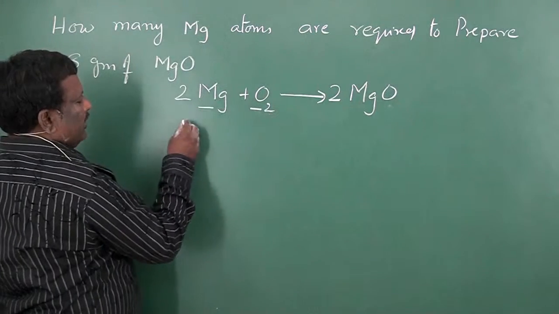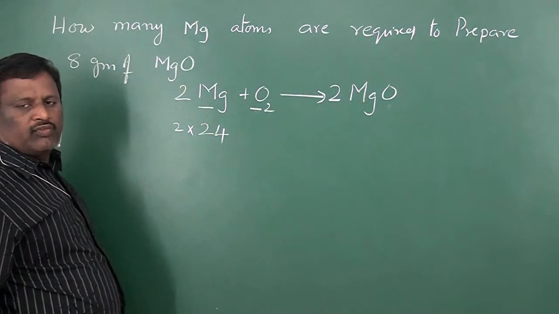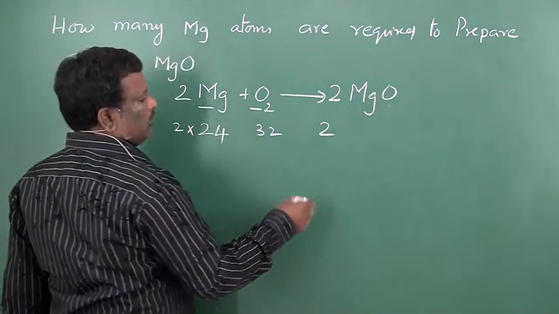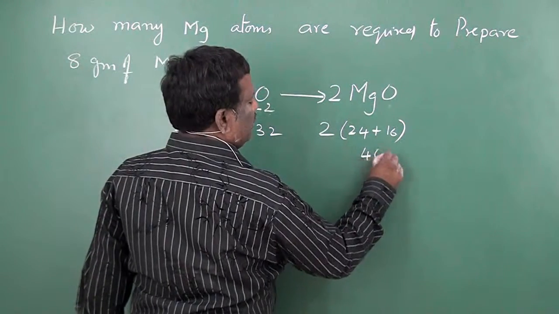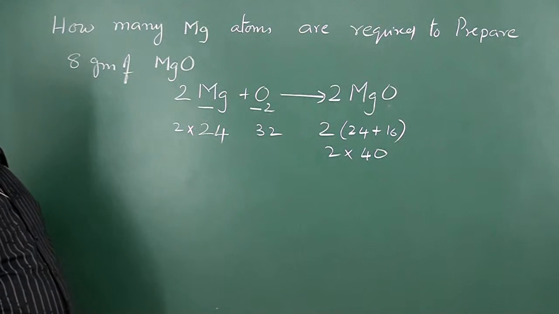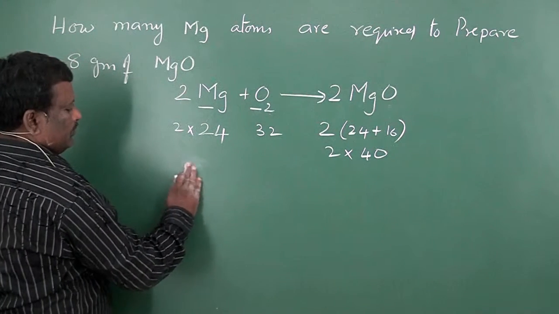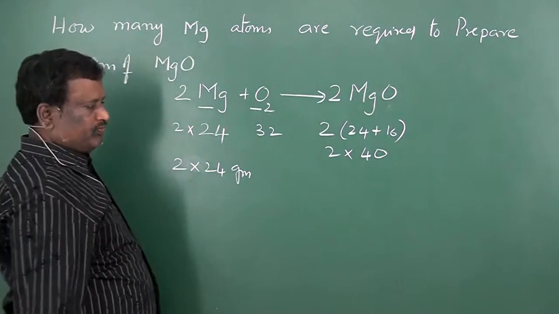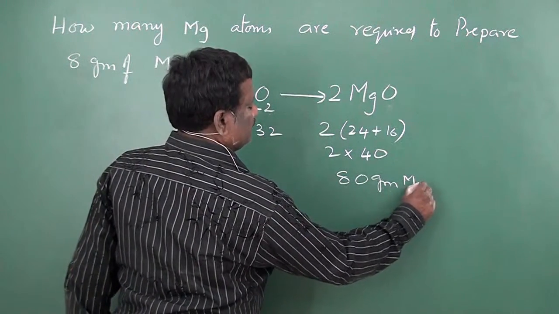Now, here the atomic weight of magnesium is 24. So 2 into 24 units of magnesium will react with 32 units of oxygen to give 2 into 24 plus 16, that is 40 units, 2 into 40 units of MgO. That is 48. 2 into 24 grams of Mg can form 80 grams of MgO.